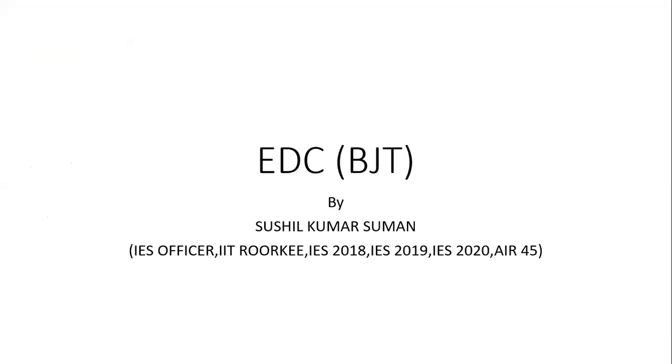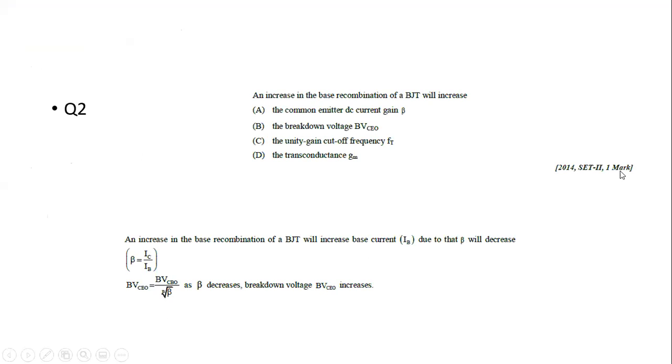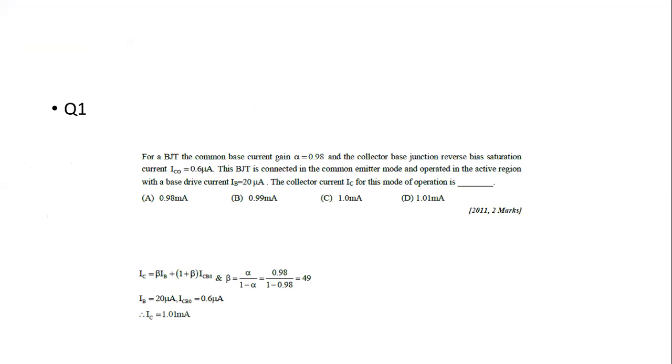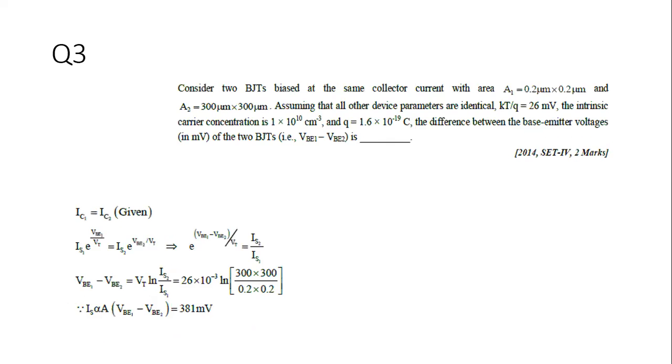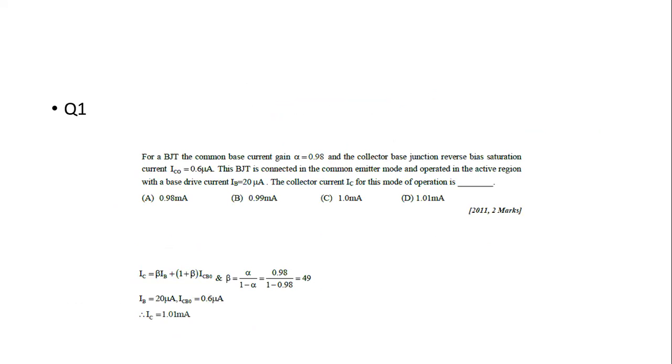Okay, my dear students, let's start the new topic, which is related to your BJT. The first question related to BJT: for a BJT in common base current gain, you have to be given the value of alpha. So in this case, you are given the value of alpha.